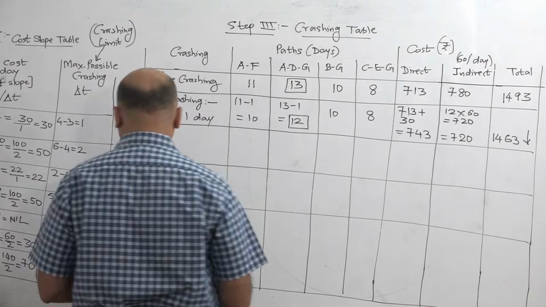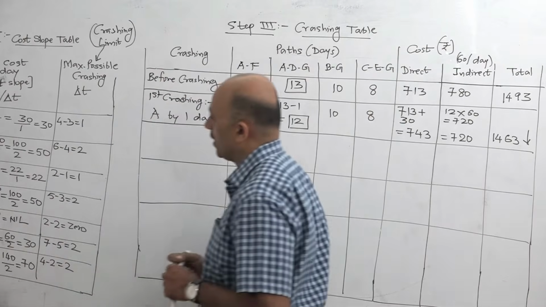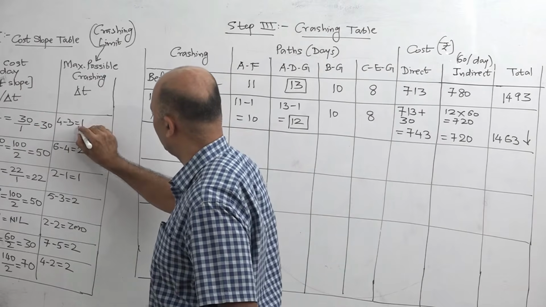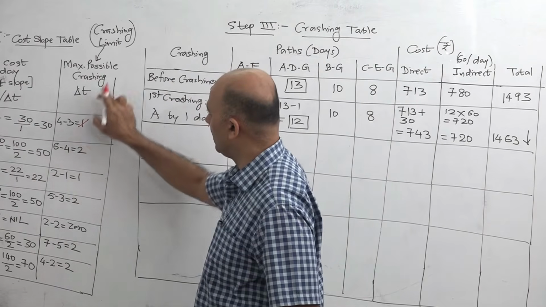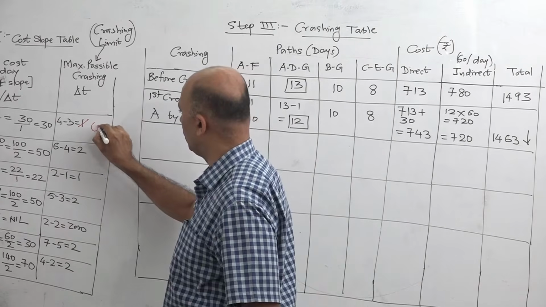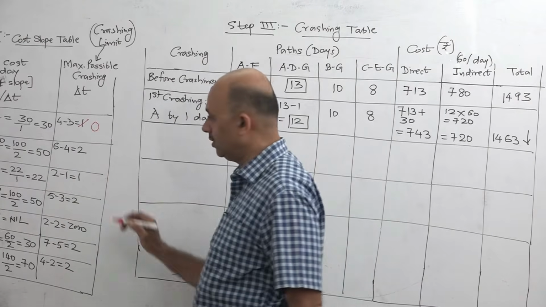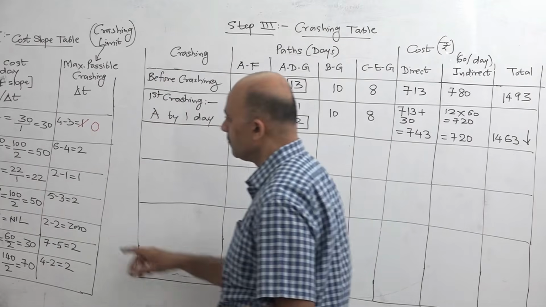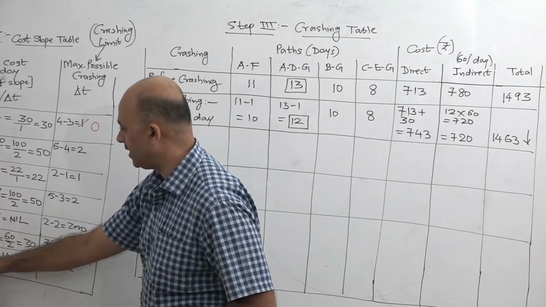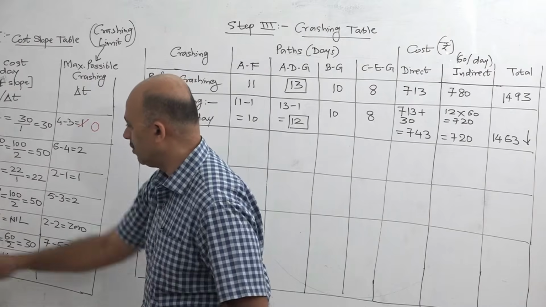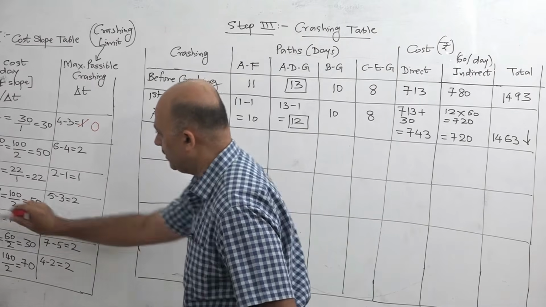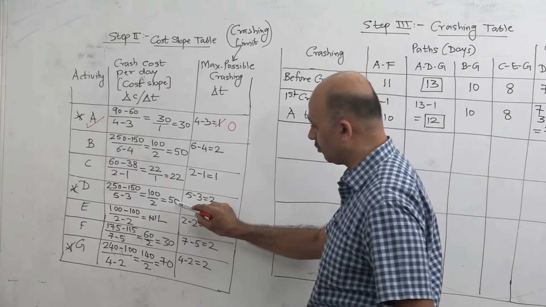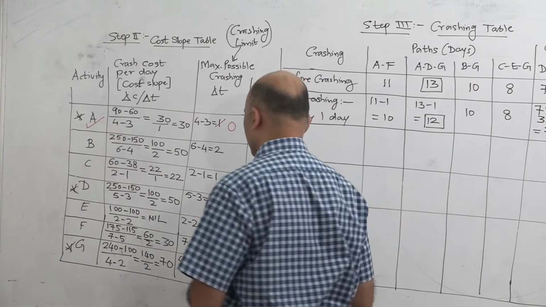Okay. So now we have crashed A by 1 day. Now again we come back to this table, and A 1 day crashing we have done. Limit was 1 day. 1 day we have done. So now there is no possible crashing. It means activity A is now over. So now we have only 2 critical activities, D and G. Either we can crash D or we can crash G. For D, crash cost is 50. For G, it is 70. So D is more economical. So we will do crashing of D.